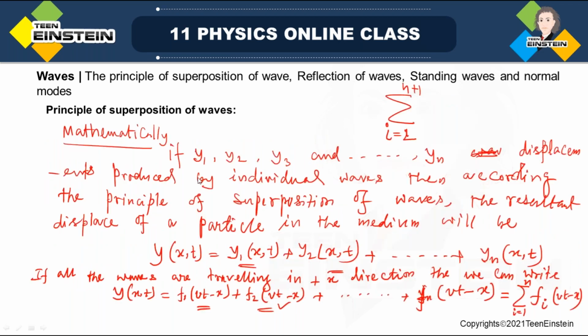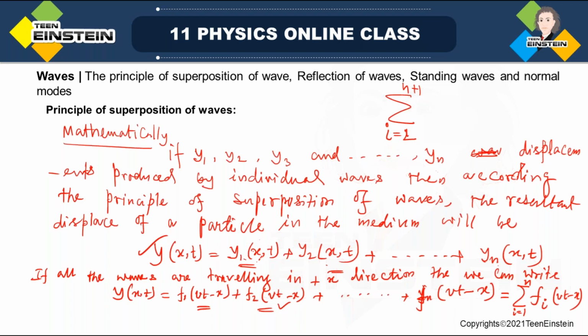So this is the mathematical expression of whatever I have said in the principle: if there are a number of waves which produce displacements like y1, y2, y3, and suppose there are n waves passing simultaneously through a particle, what will be the displacement of the particle? I can write that by taking the sum of all of them, y1 plus y2 plus y3 and so on. And these displacements are actually functions of position and time.